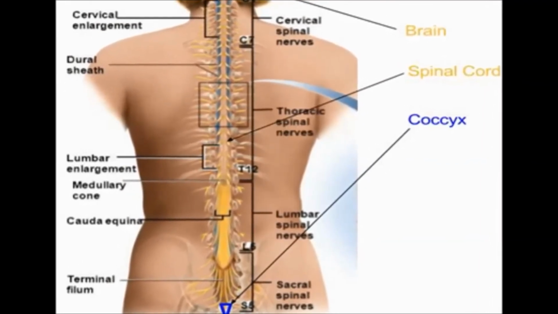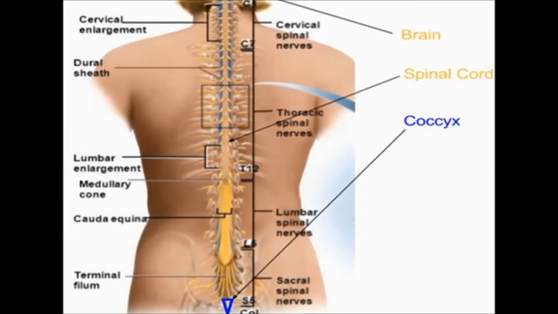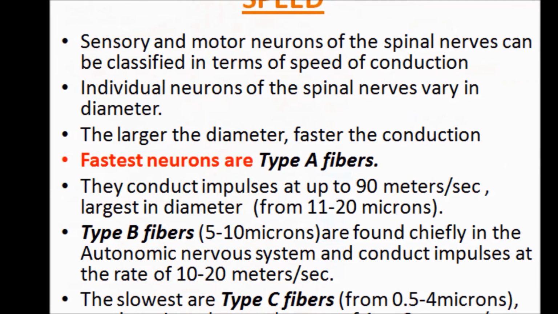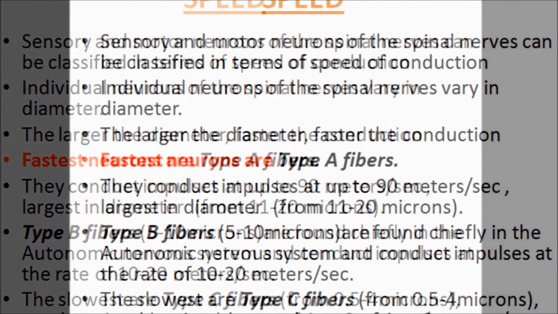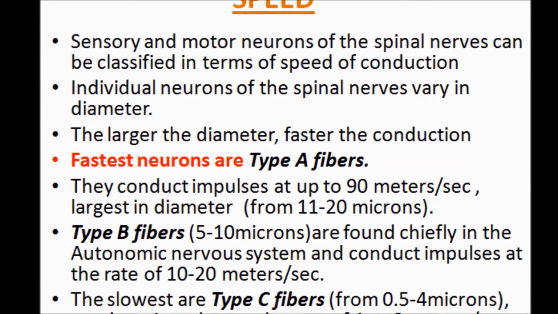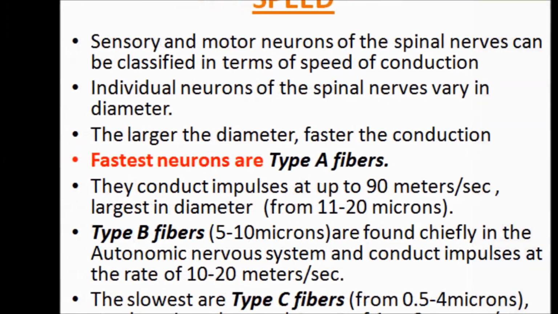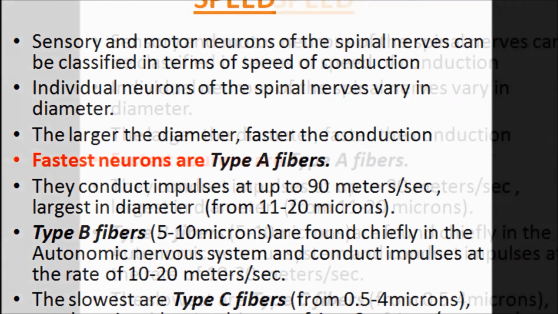As we have already seen, another way of classifying the nerves in the peripheral nervous system is on the basis of the speed of conduction. So, the sensory and motor neurons of the spinal nerves can be classified in terms of speed of conduction. Individual neurons of the spinal nerves vary in diameter. The larger the diameter, the faster the conduction. The fastest neurons are type A fibers.